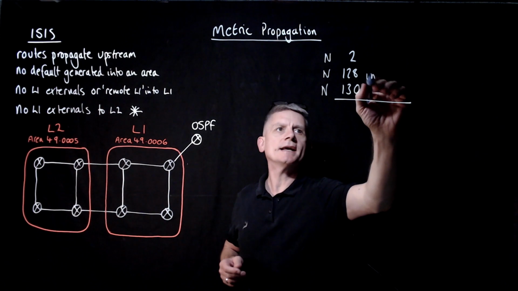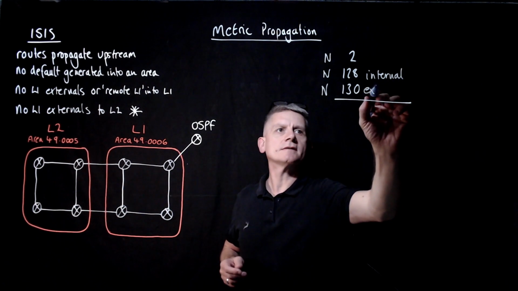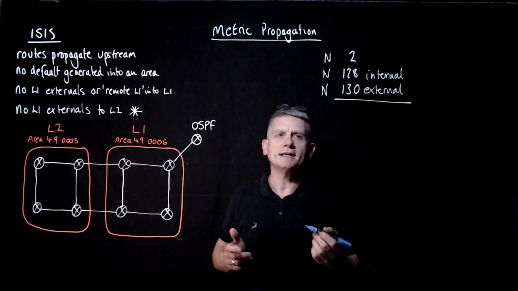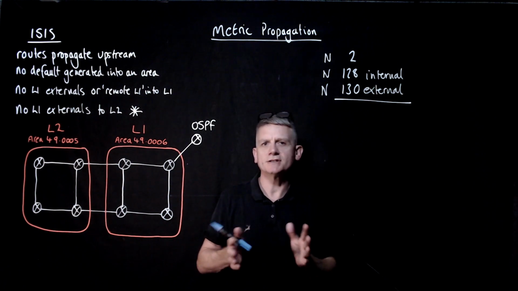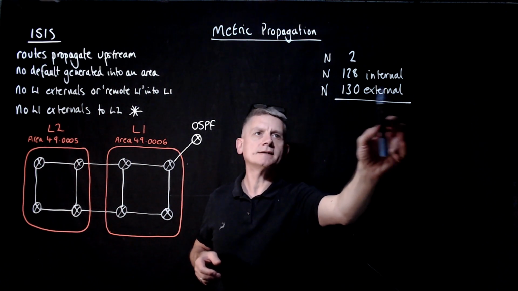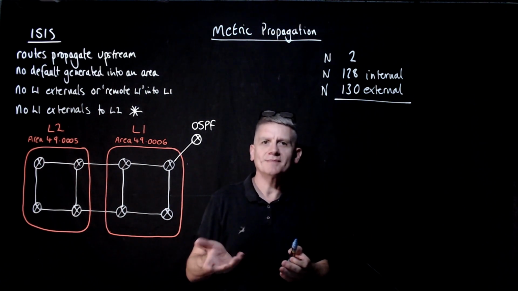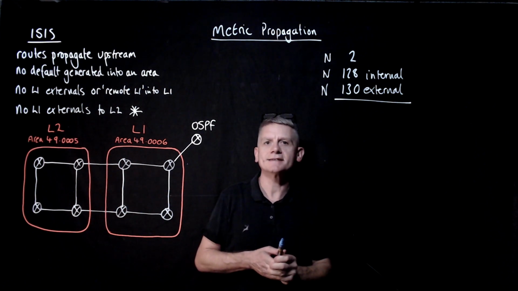So the 128 here is internal, and the 130 is external. And the 2 and the 128, they send similar information in a similar way to 1s and 2s within OSPF. And the 130 is external, and I suppose you could see that that would be similar to a type 5 or a type 7. And these are the TLVs in ISIS.